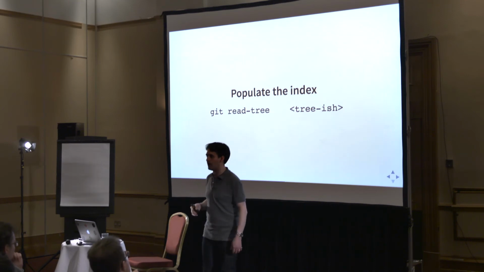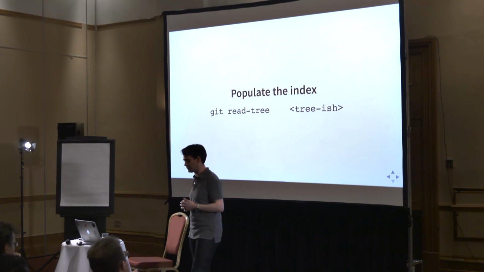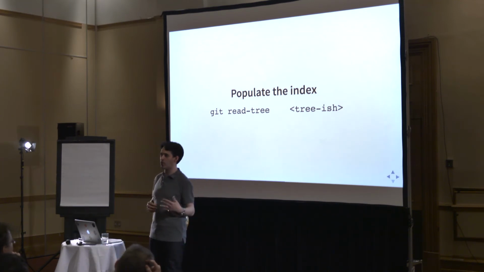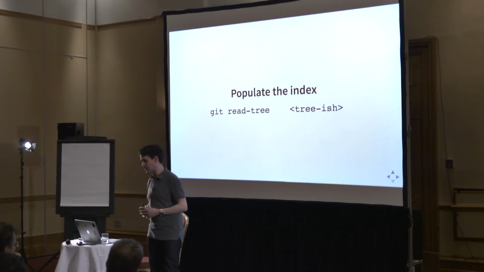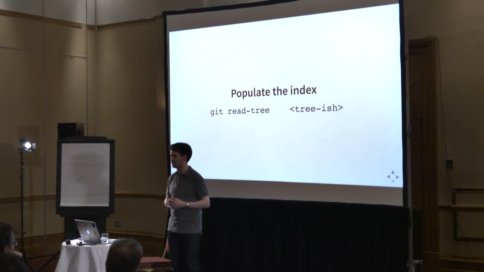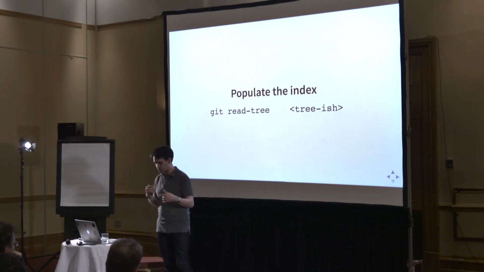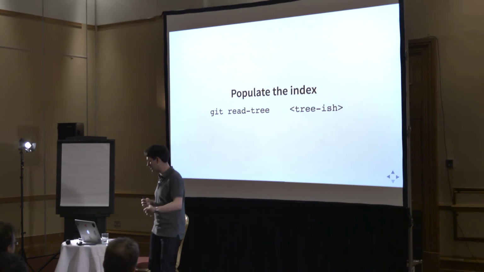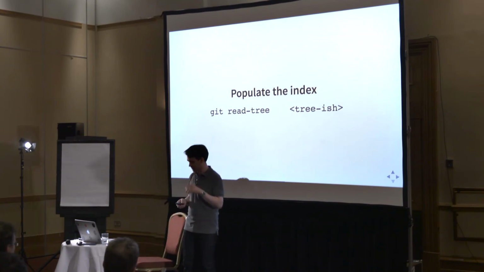If you want to populate an index with a particular tree, then git read-tree will do this for you. It's like reset without options, except it won't move your head, if you follow what I'm saying. Actually no, reset doesn't move your head, checkout moves your head, doesn't it? So it's low level, it doesn't look at any of your files on disk, it purely reads that tree into the index.